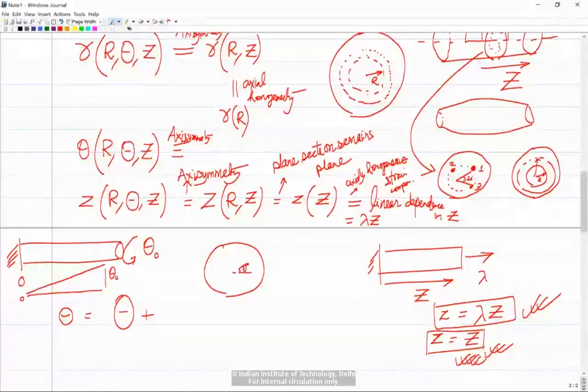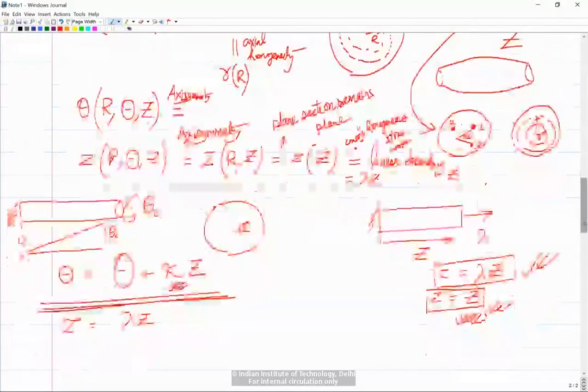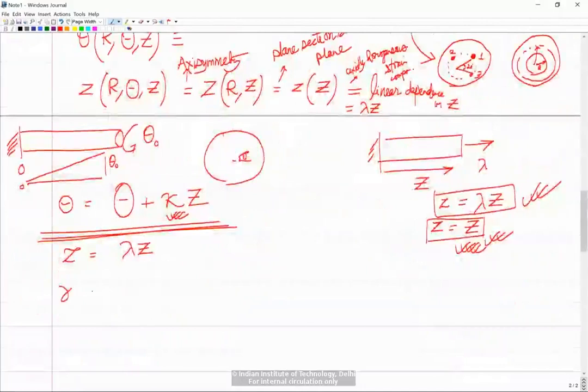So we want to keep that here, and I'll say that twist is denoted by, let us say, kappa into big Z. So this is the function for small theta. Okay, so function small theta is also known up to this constant kappa, whereas function small z is also known just up to this parameter lambda. But for small r, it is some function of big R. And we can say that it will be equal to the original big R plus something, isn't it?